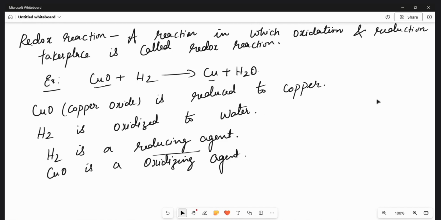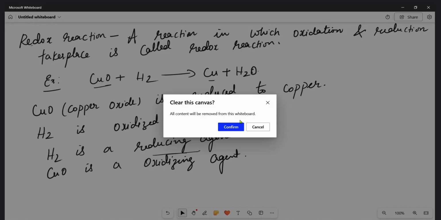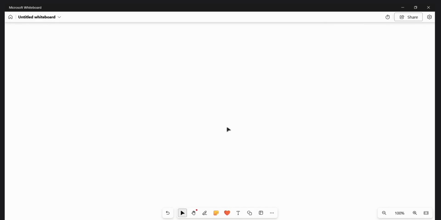Then write down some more examples of redox reaction. Zinc oxide plus carbon, you will get zinc plus carbon monoxide.